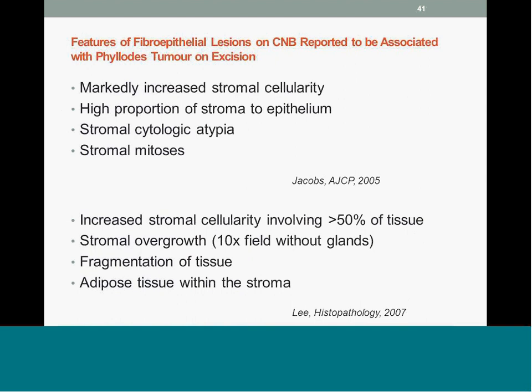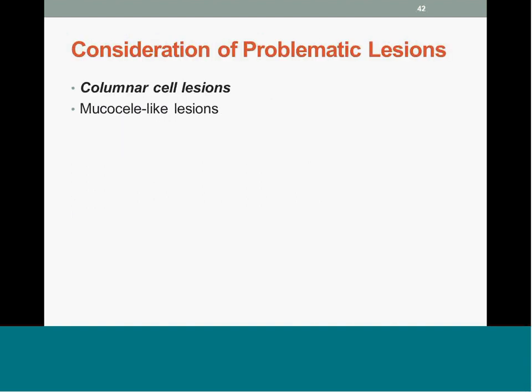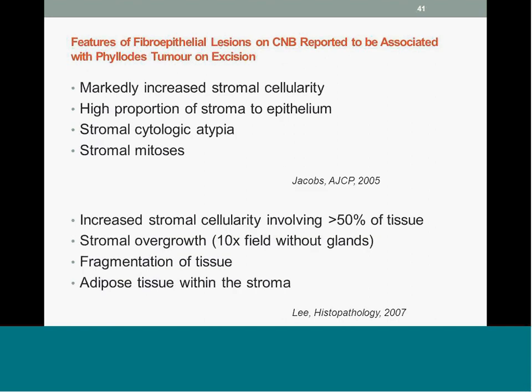There are a few studies looking at what features on core biopsy might help to determine whether it's going to be a Phyllodes tumor or not. And of course, increased stromal cellularity, more mitoses, more atypia. These are the usual sorts of features, and not surprisingly, at least to me, these are the features that would be more likely to predict whether a Phyllodes tumor will be present or not. So with these lesions, I tend to sign them out as fibroepithelial lesions, see comment. And in my comment, depending on the extent of these features, I'll say I favor Phyllodes tumor, or I'm concerned about Phyllodes tumor, but take it out.